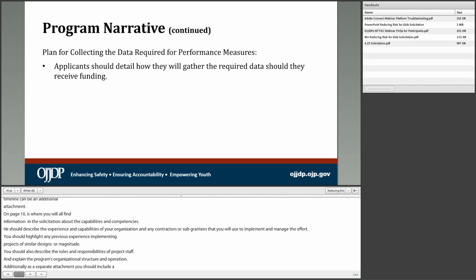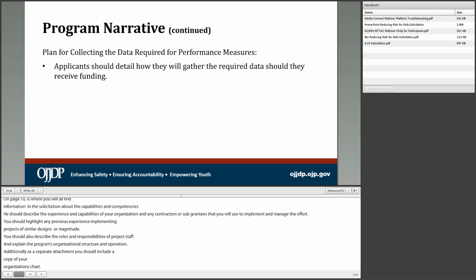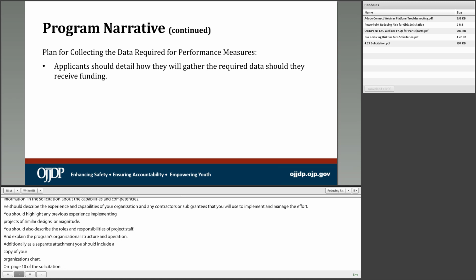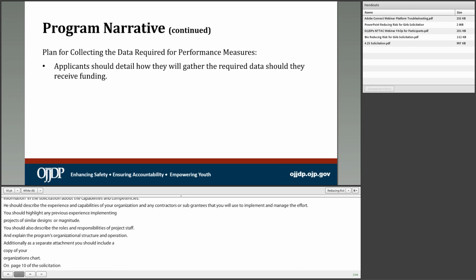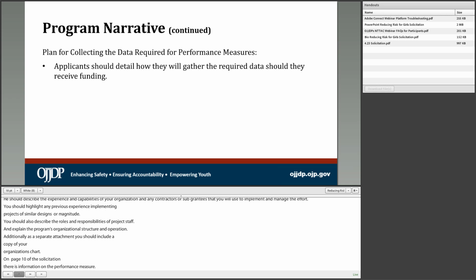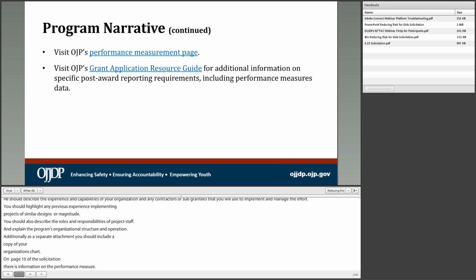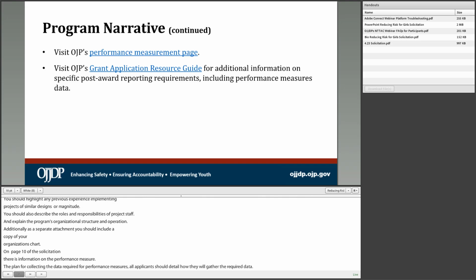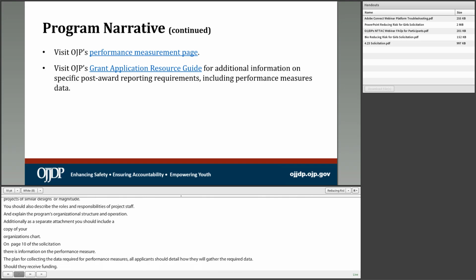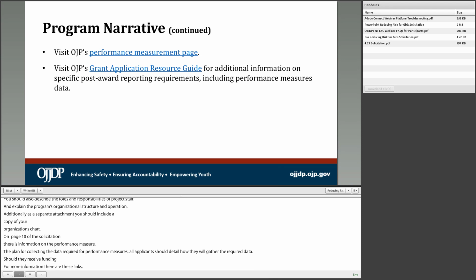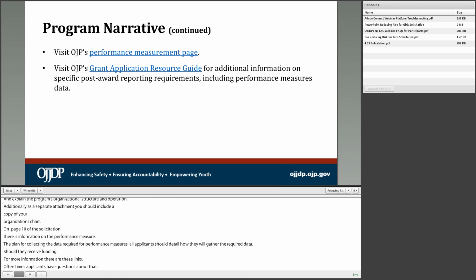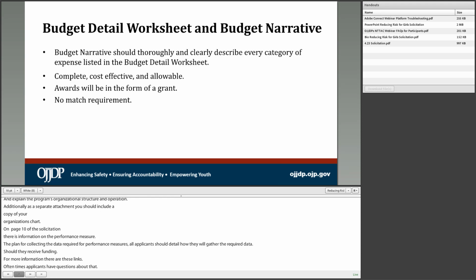All right, and on page 10 of the solicitation as well, there's information on the performance measures. So the plan for collecting the data required for performance measures. All applicants should detail how they will gather the required data should they receive funding. So for more information, there are these links. If you want to visit OJP's performance measurement page, oftentimes applicants have questions about that. And then, of course, a very useful resource is the Grant Application Resource Guide. I highly recommend everybody taking a look at those links.